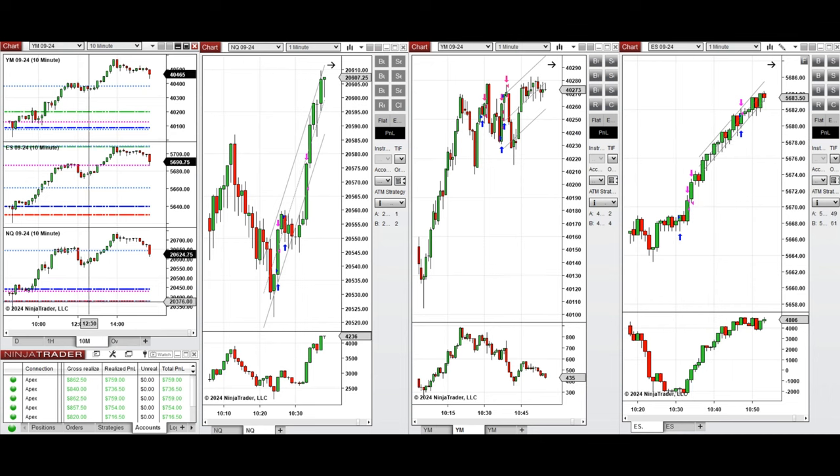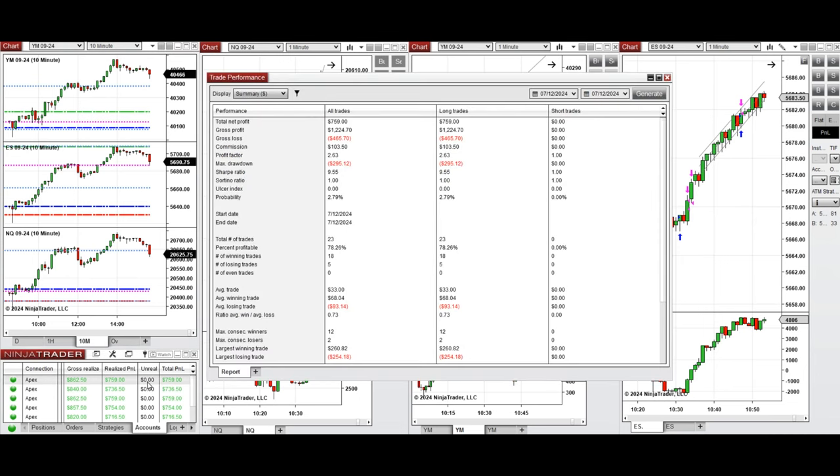And all these signals were copied by copy trader to multiple Apex Trader Funding accounts. And you see here the performance on one of these accounts, which was positive, showing profit factor of 2.63 with 78% win rate from the long positions taken, and average win to loss ratio of 0.73. The largest winning trade was $260 and the largest losing trade was $254.